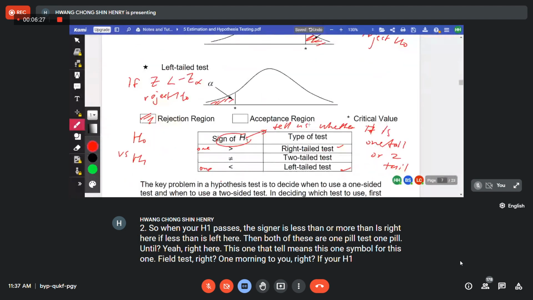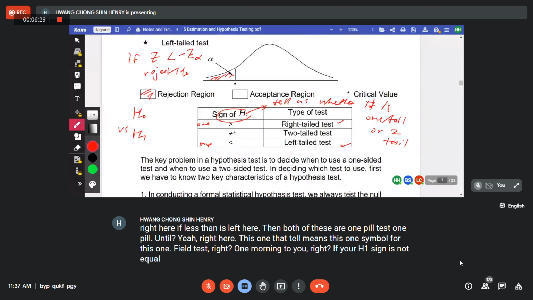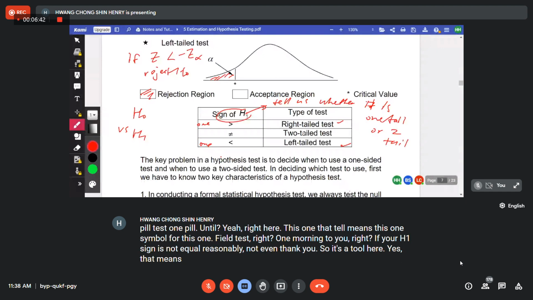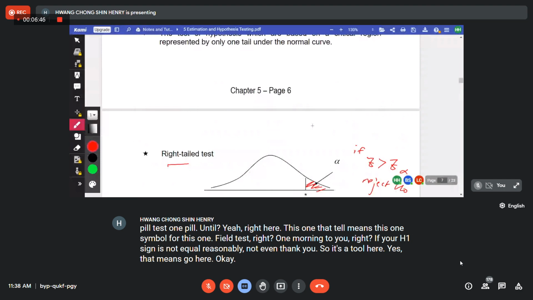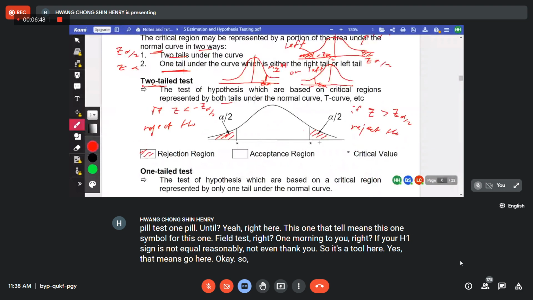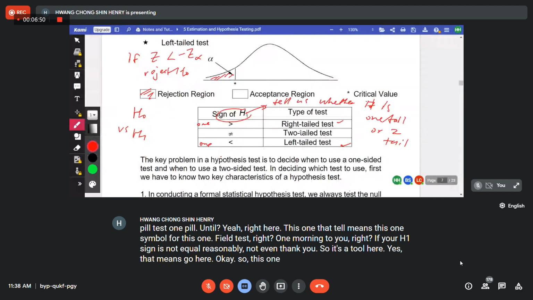If your H1 sign is not equal, listen carefully. Not equal means not left, not right. So it's a two tail test. That means your alpha has to be divided by 2. This one is not two tail. So for this one, alpha divided by 2.